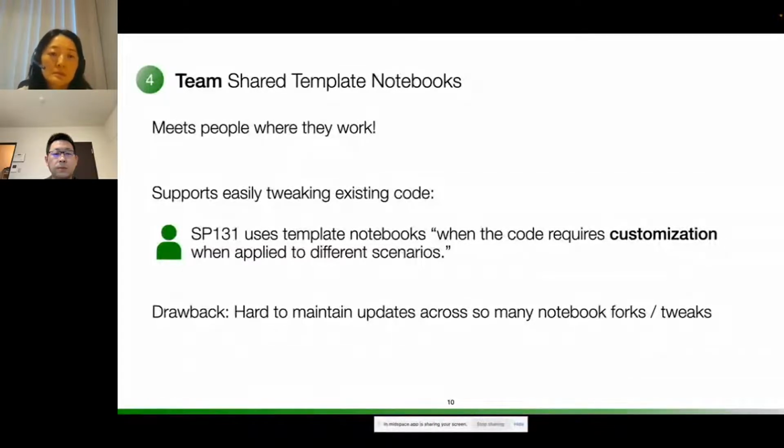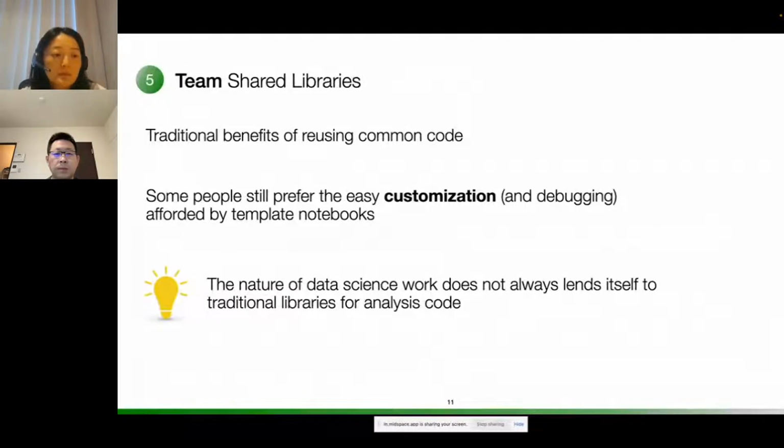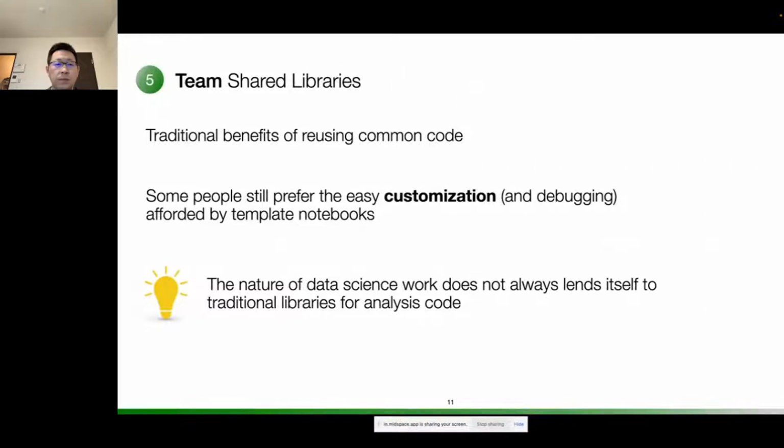As one of our participants said, these simple notebooks work when the code requires customization when applied to different scenarios, which is very common in data science. Of course, the drawback here is that it can be hard to maintain updates across a lot of notebook forks and tweaks. This is distinct from what you might think of as the traditional form of reuse, the library, which of course has benefits like modularity, easy versioning, and updates. But some people, when sharing and reusing data analysis code, really prefer the easy customization and debugging afforded by simple notebooks. So a key takeaway here is that the nature of data science work doesn't always lend itself to traditional libraries for analysis code.